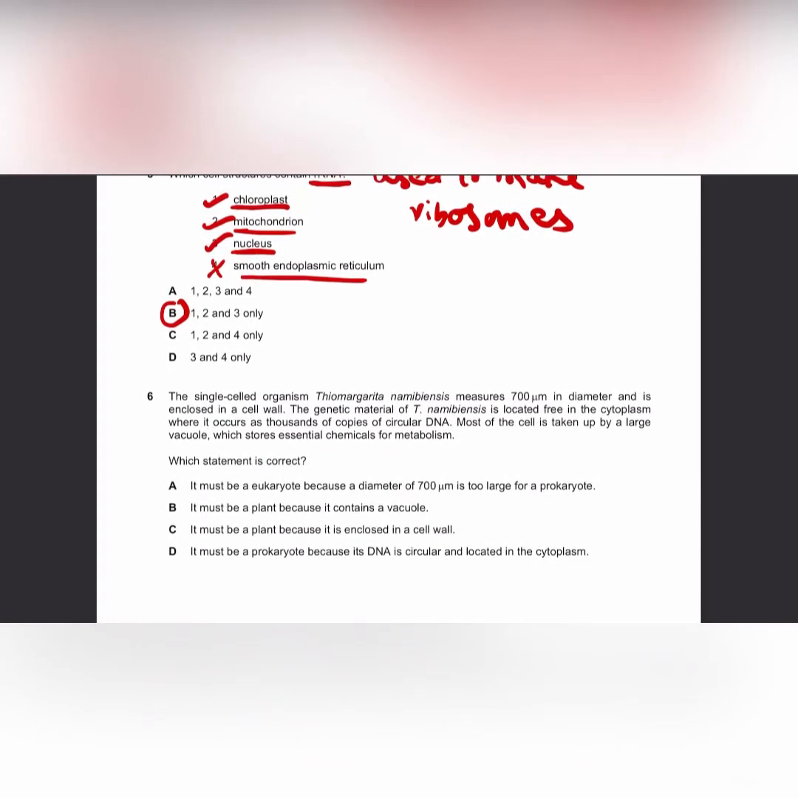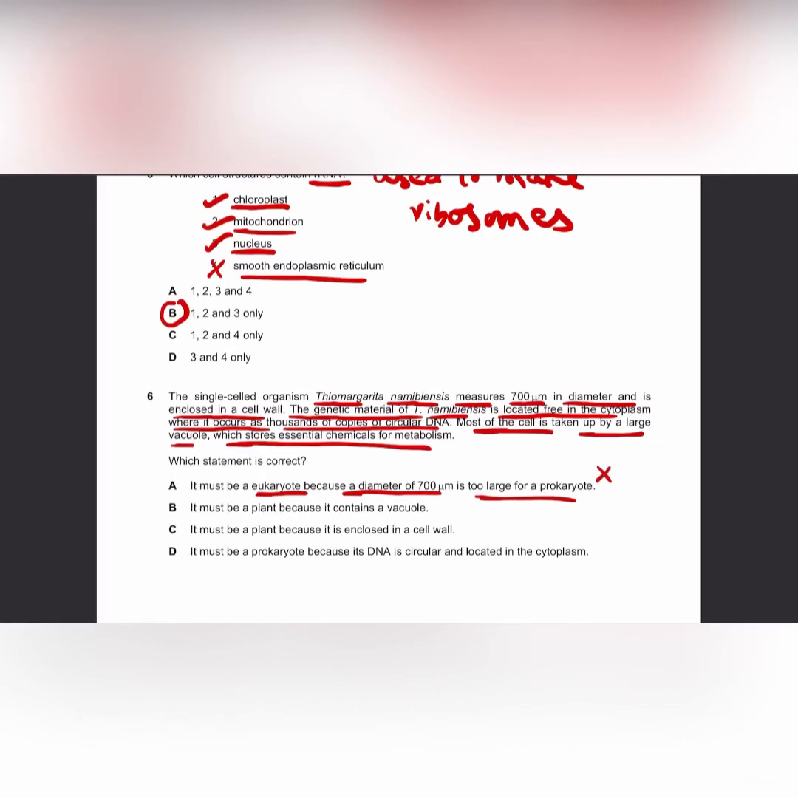The single-celled organism Theomargarita namibensis measures 700 micrometers in diameter and is enclosed in a cell wall. The genetic material of T. namibensis is located free in the cytoplasm, where it occurs as thousands of copies of circular DNA. Most of the cell is taken up by a large vacuole which stores essential chemicals for metabolism. Which statement is correct? It must be a eukaryote because a diameter of 700 micrometer is too large for a prokaryote. Basically, this is a wrong statement.